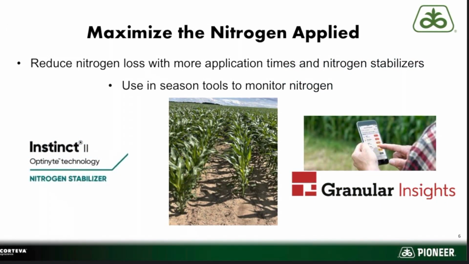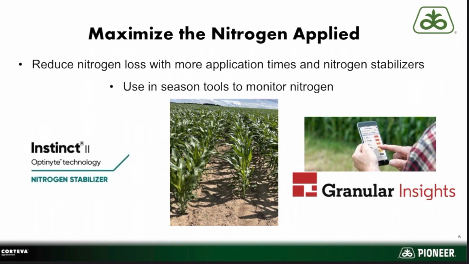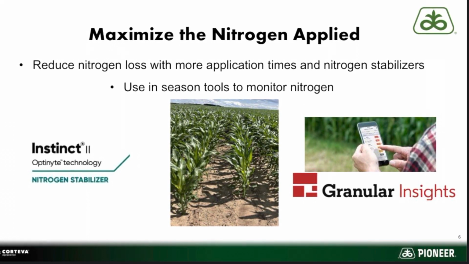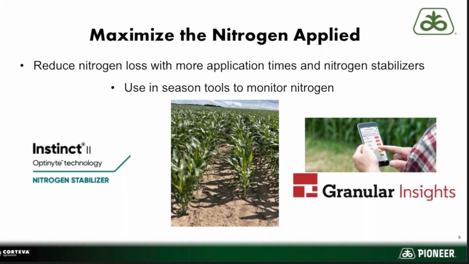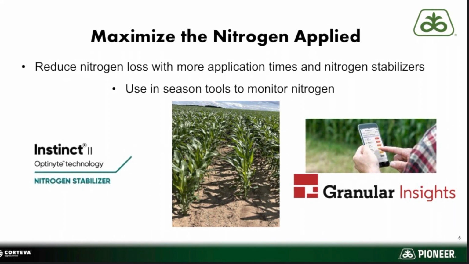70% of nitrogen loss occurs below ground from leaching or denitrification. Applying nitrogen more than once throughout the growing season is a great way to reduce nitrogen loss. Nitrogen stabilizers also extend availability of nitrogen in the root zone and reduce nitrogen loss. Nitrogen stabilizers are an economical way to protect the nitrogen that is being applied.